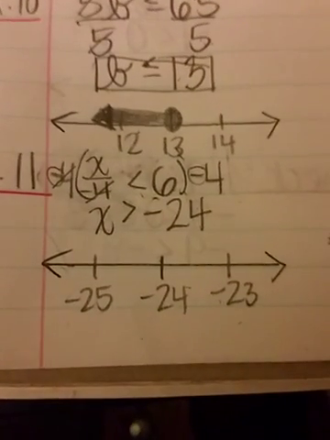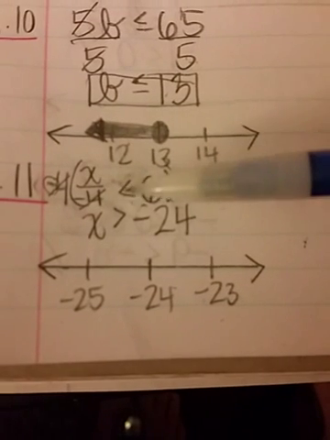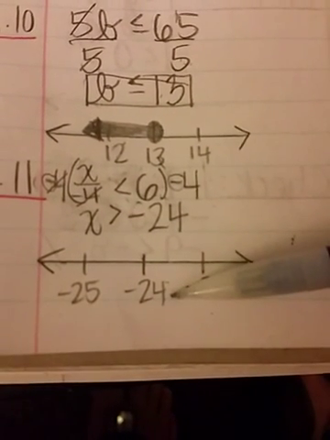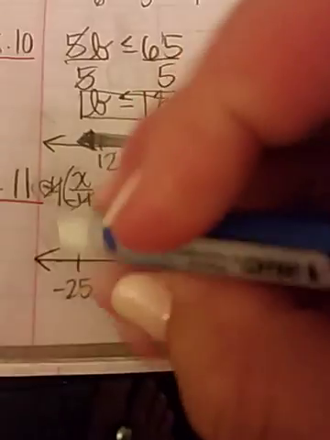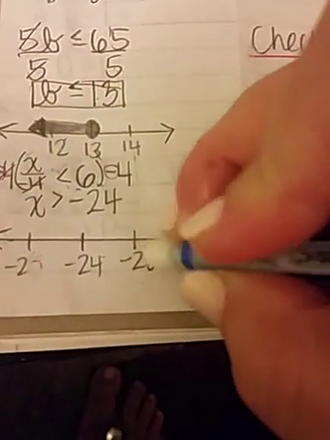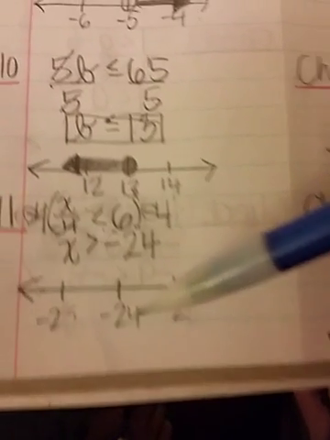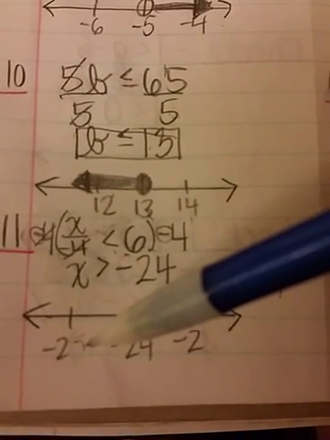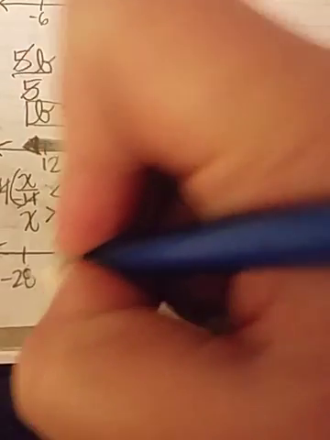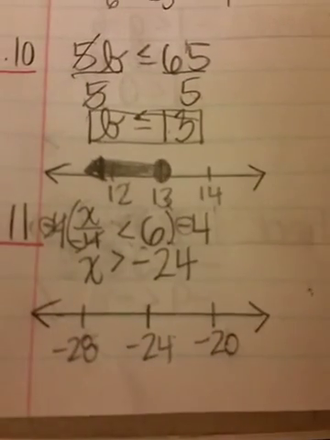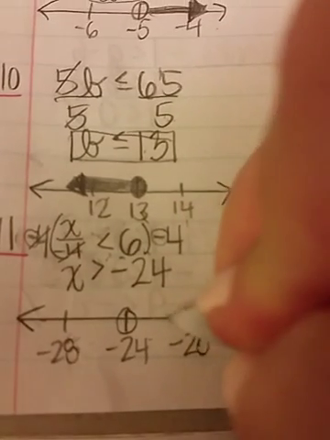In this case, the denominator was negative 4. I'm going to use multiples of 4. Negative 24 is going to stay there. My next multiple of 4 that would be less than negative 24 is negative 28. And then on this side, I'd have negative 20. Okay, open circle, arrow to the right.